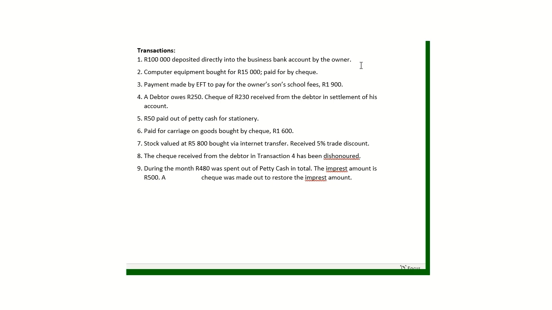So we must just make sure in the information there is nothing that says the bank is in overdraft or unfavorable. In this case, there is no such information, so we can accept that it is a favorable bank balance. In other words, an asset.